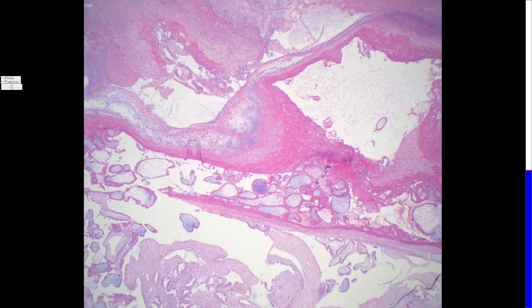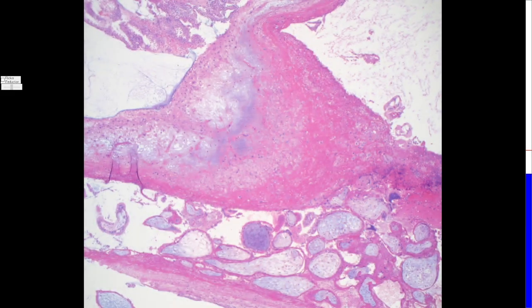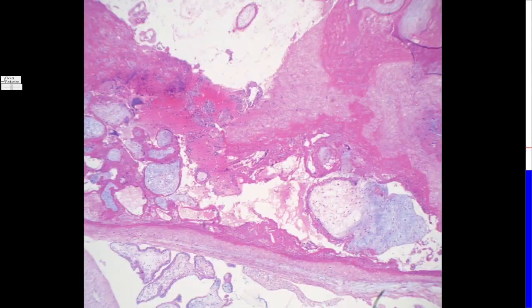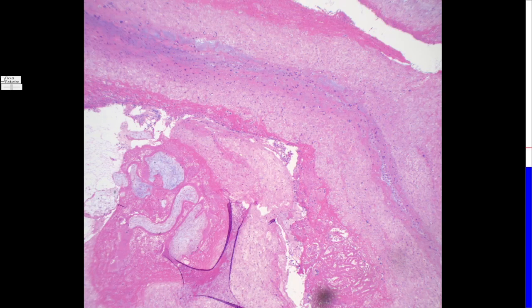Now let's take a look at extravillous trophoblast. So as I said, there are two subtypes. Let's first look at the interstitial type. Interstitial type extravillous trophoblast is the one that forms the implantation site. So what is implantation site?